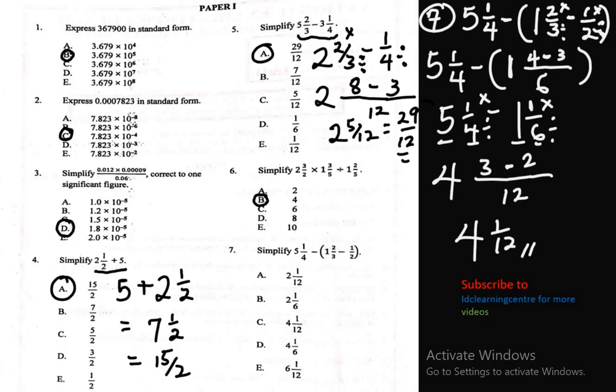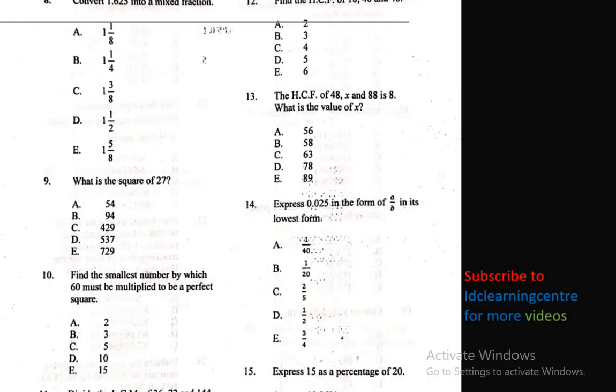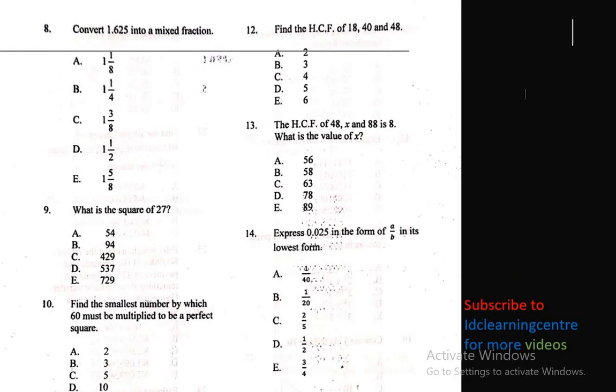Then we go back to the options. In the options, 4 whole number, 1 out of 12 is option C. All right, we've done justice to the first 7 questions in paper 1. Let's go to the next page, and on the next page we have question 8.